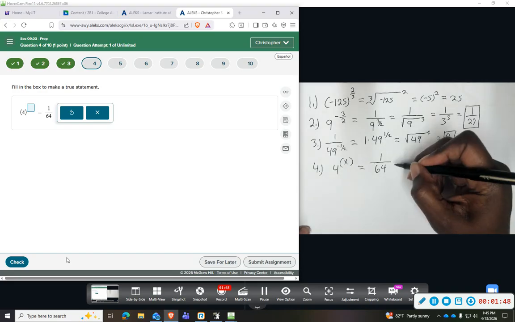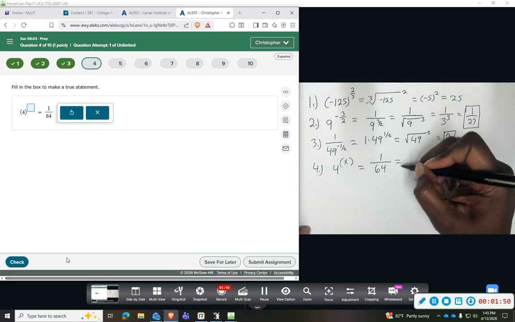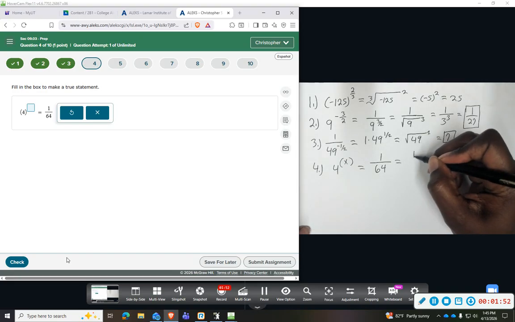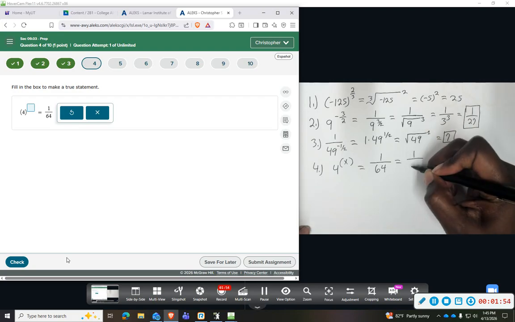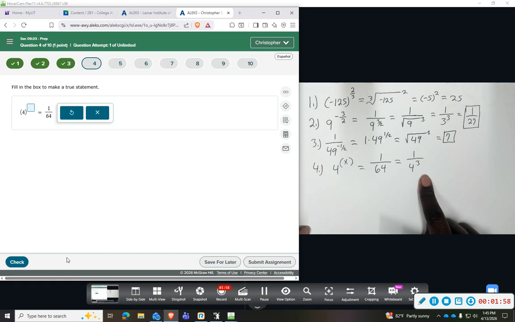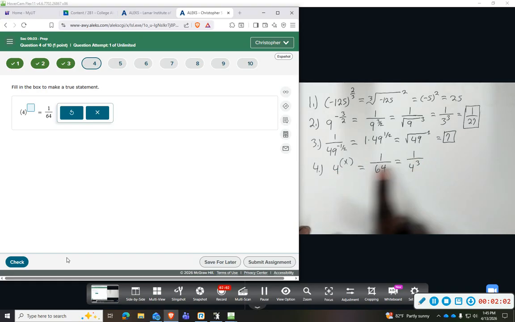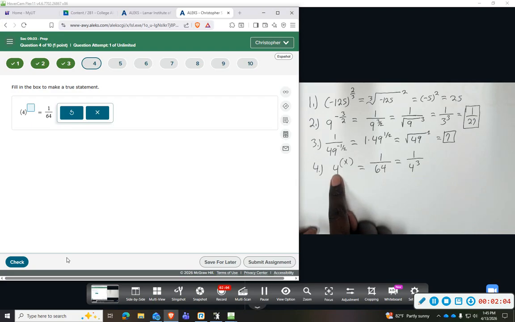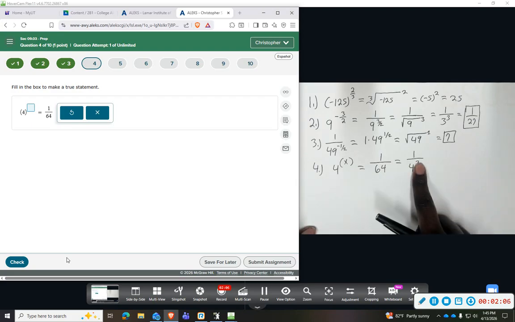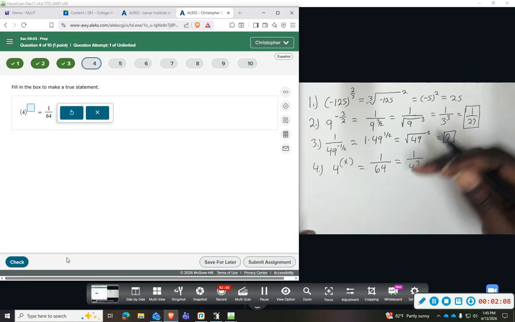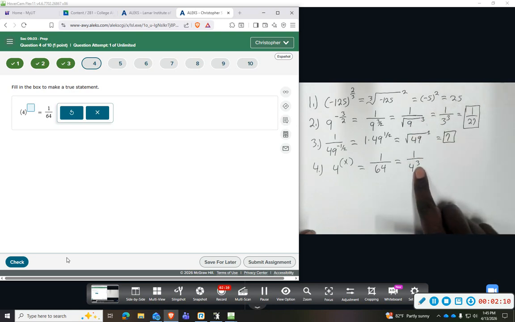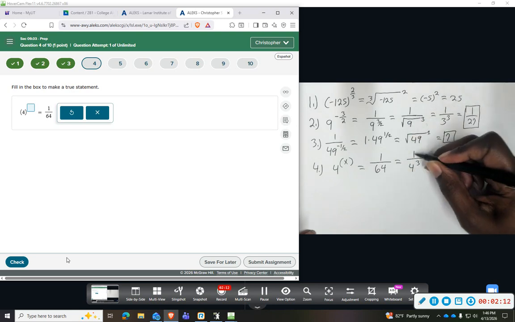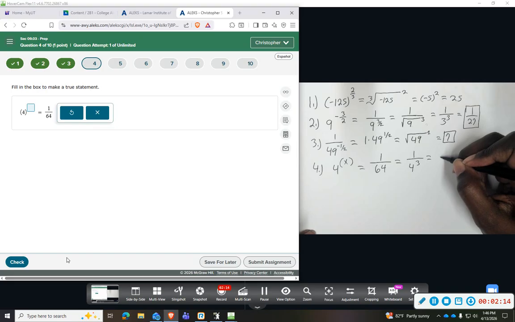Well, it turns out that we can rewrite 64 as 1 over, if you use the power table, 4 to the third. 4 times 4 is 16. 16 times 4 gives you 64. So we have a base of 4, but this is in the numerator. This is in the denominator. So I want to rewrite this. Remember, we can move it to the opposite position by changing the sign. So we can rewrite 1 over 4 to the third as 4 to the negative third.